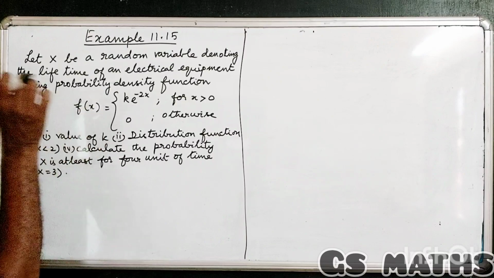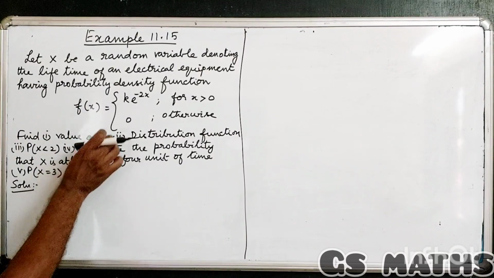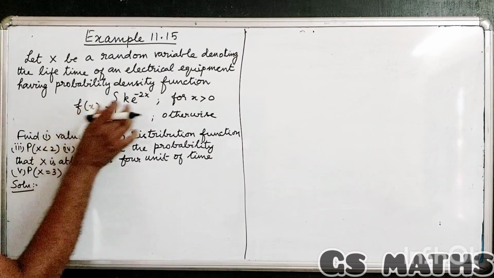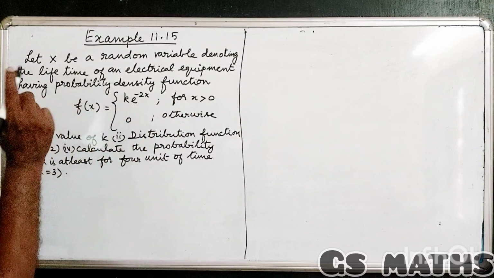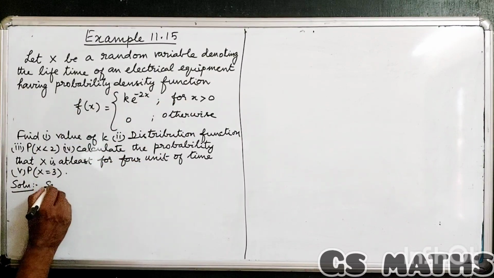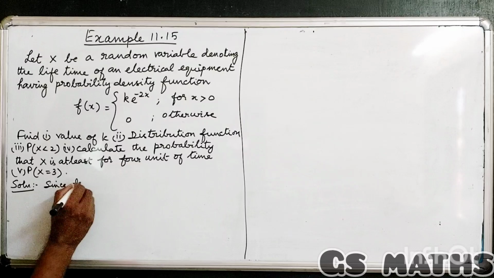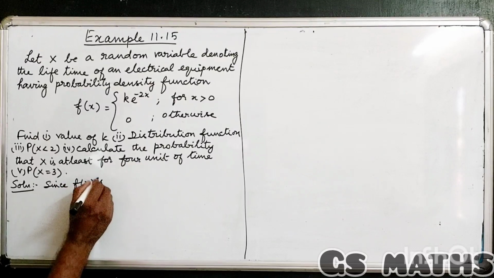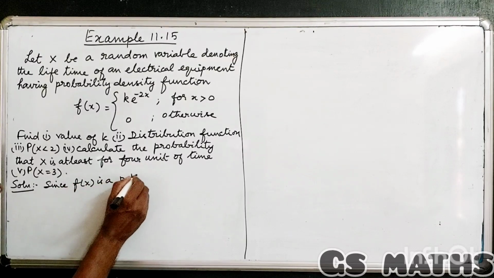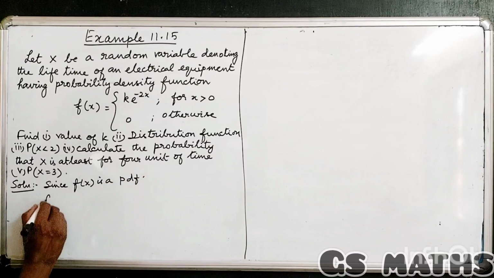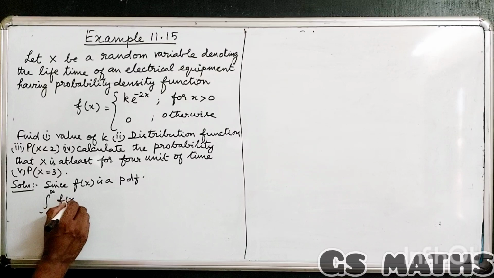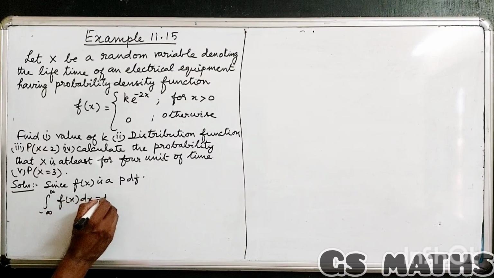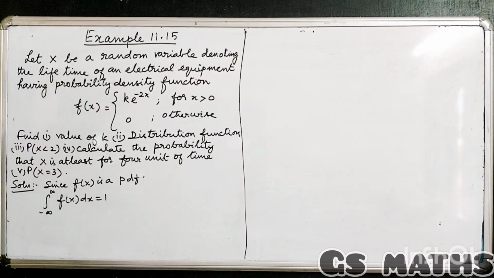Small f of x is given. First you have to find the value of k. Small f of x is given in continuous form. So first, since f of x is a PDF, what is the condition? Integral from minus infinity to infinity of f of x dx is equal to 1. You have to use this condition to find k.